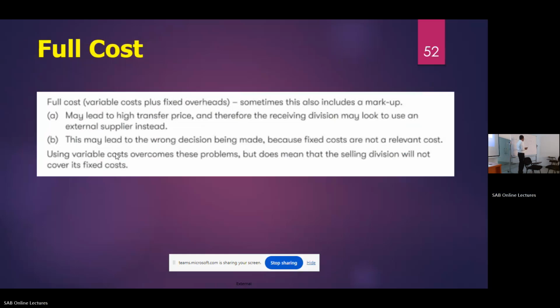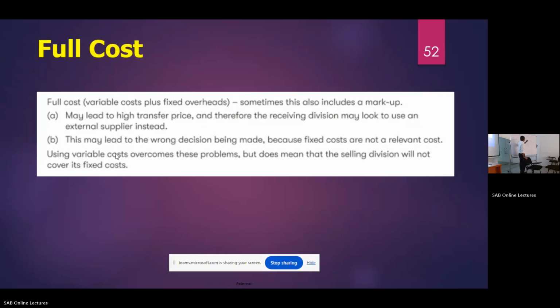Right? Which includes the fixed cost. This is full. This includes the fixed cost. So when they take it for 260, now the division B manager says, no, we can buy it from outside for 250.